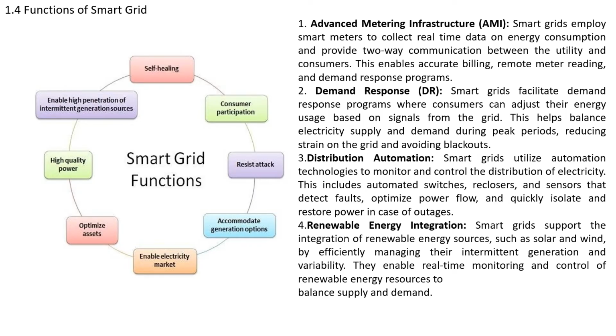Smart grids utilize automation technologies to monitor and control the distribution of electricity. This includes automated switches, reclosers, and sensors that detect faults, optimize power flow, and quickly isolate and restore power in case of power outages. And the other function of smart grid is integration of renewable energy. The smart grid supports the integration of renewable energy sources such as solar and wind. This enables real-time monitoring and control of renewable energy sources to balance both supply and demand.